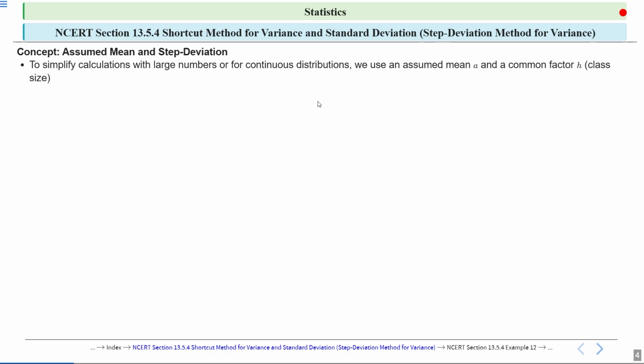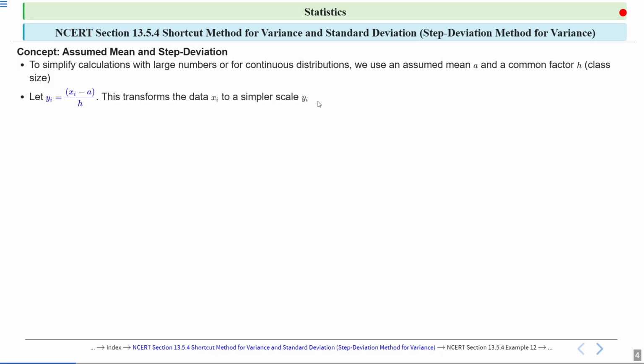So let's start by understanding why we use the assumed mean and step deviation. When our data values are large or when we are working with continuous distributions, calculations can get messy. But by choosing an assumed mean, which we call a, and a common factor or class size h, we can make the arithmetic much simpler.